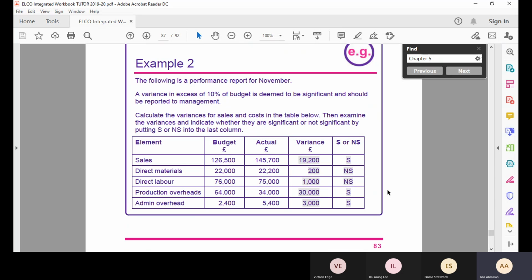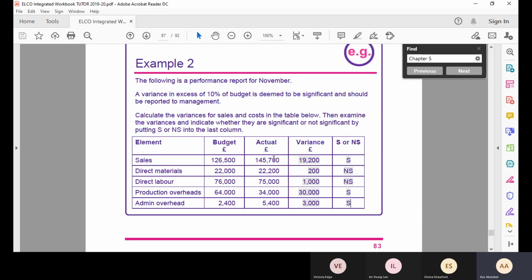It should be reported to management. So calculate the variances for sales and cost in the table below. Then examine the variances and indicate whether they are significant or not significant by putting S for significant or N for not significant into the last column.